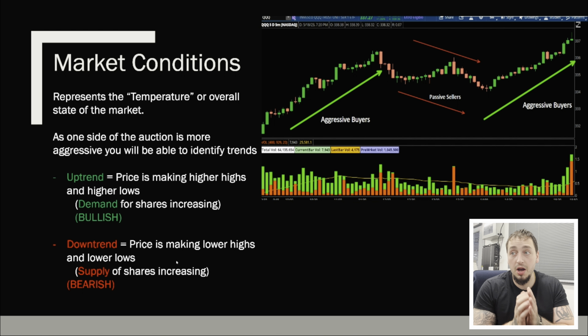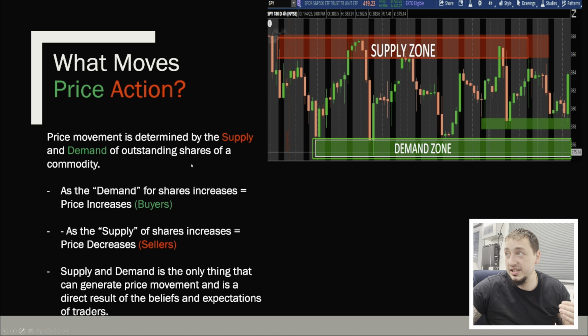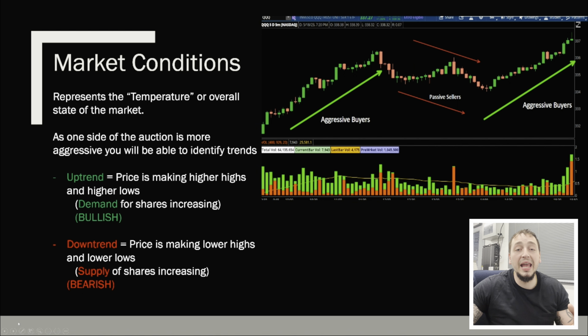And then trading in a range means it's very balanced, right? Kind of like what this picture right here. This is what you consider a range, right? So it's very important to understand, before putting on any trade, what the overall temperature of the state of the market is, whether it's bullish, bearish, or in a range.